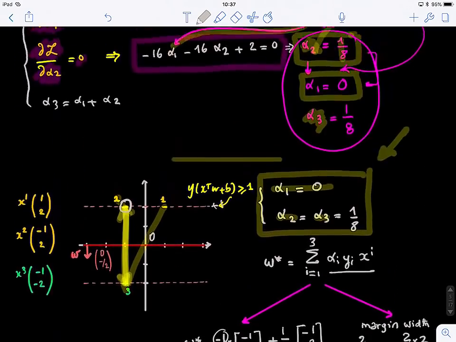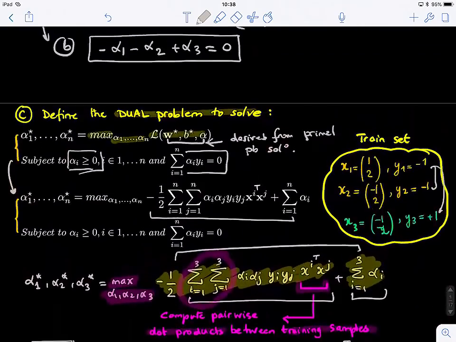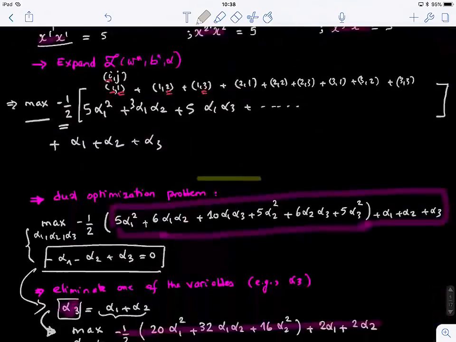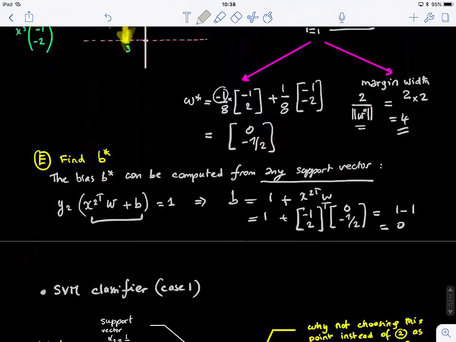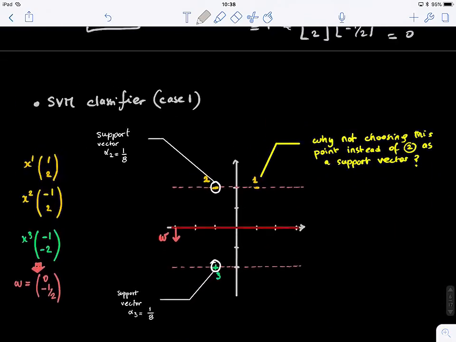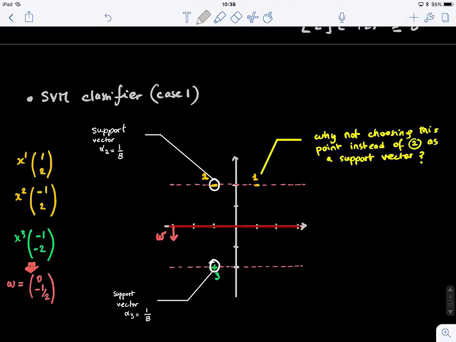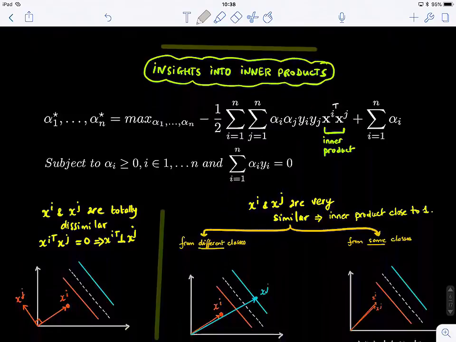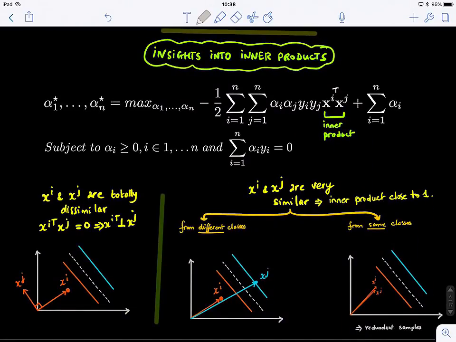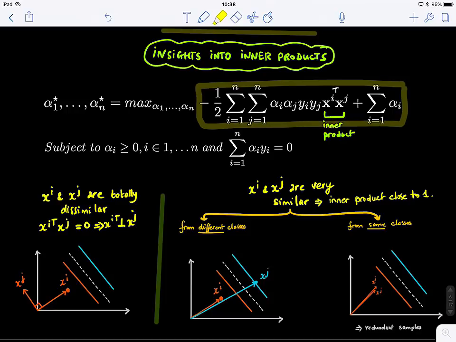So you guys now have all the steps that we need to solve this problem. Right? And now let's look at the intuition. Why SVM? Why not choose this point x1 instead of x2 as a support vector? Let's look at the intuitive mathematical explanation, which is based on the inner product. If you remember, the dual Lagrangian depends on a pairwise summation of inner products between all training samples from all classes.